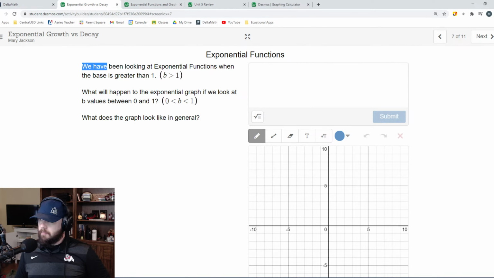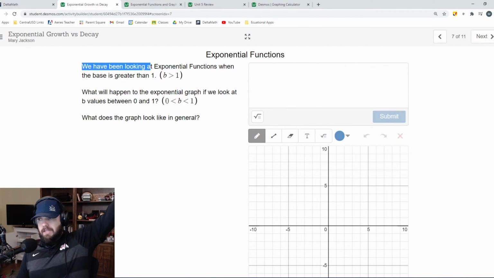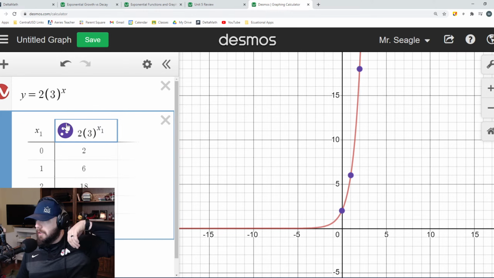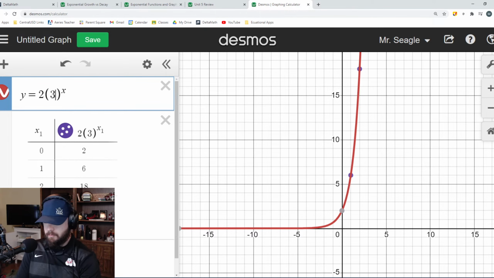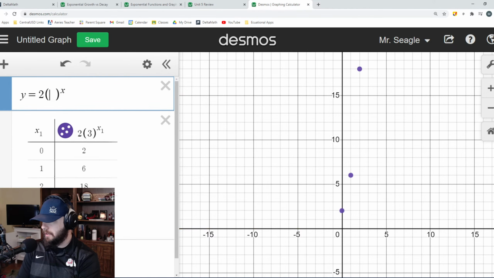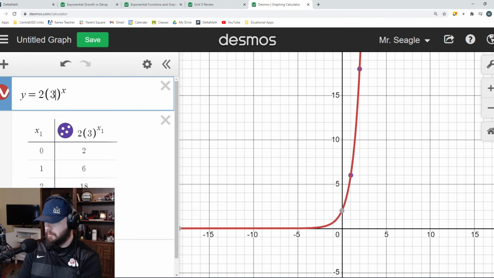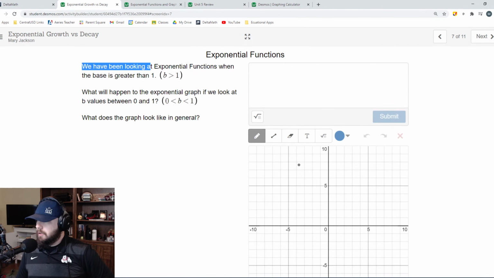I wanted you to, we've been looking at exponential functions when the base is greater than 1, right? So for example, here, our base is bigger than 1. I could change this number to any number, like say this is 4 or 5, 6, anything that's bigger than 1. We're going to get a shape that looks like this. But now we're starting to look at stuff when our base is between 0 and 1. So our general shape for this is going to look something like this. And this is called exponential decay.